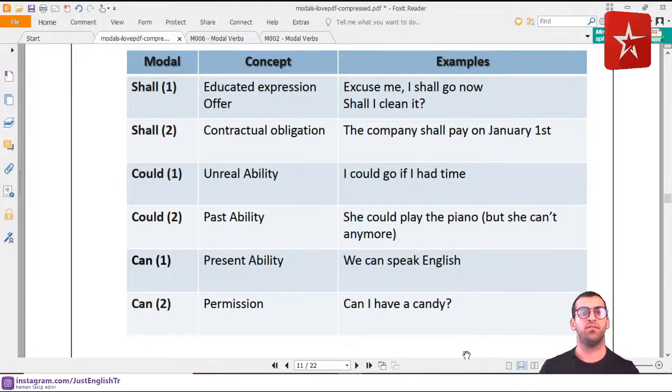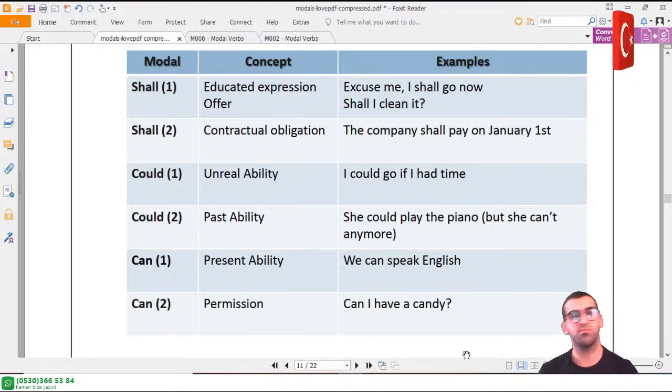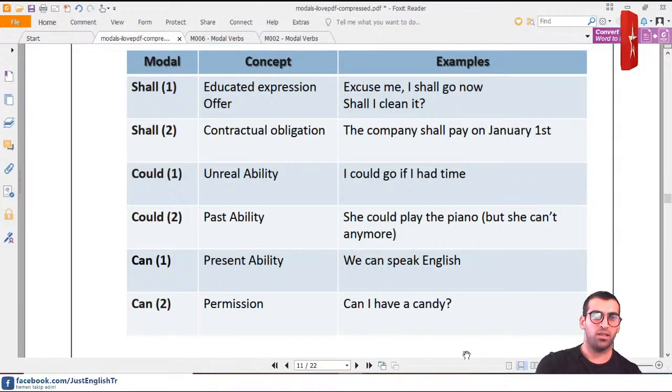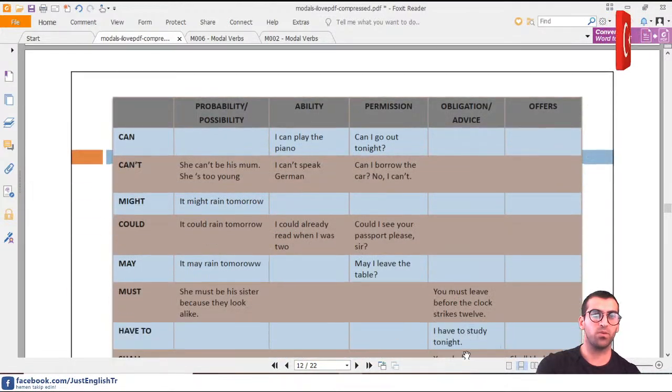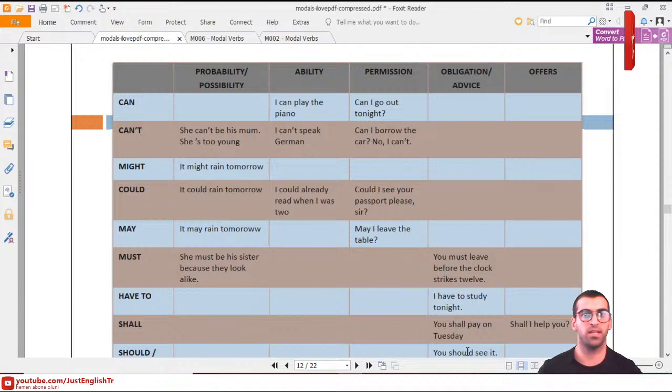Can. Present ability. We can speak English, and I hope my students can speak English. Yes, because they have fantastic teachers. The second meaning of can is permission. Can I have a candy? Yes, permission. Also, we can use could in this situation. Could I have a candy? But could is more formal, more polite. Could I have a candy? Or can I have a candy? Could is more polite.